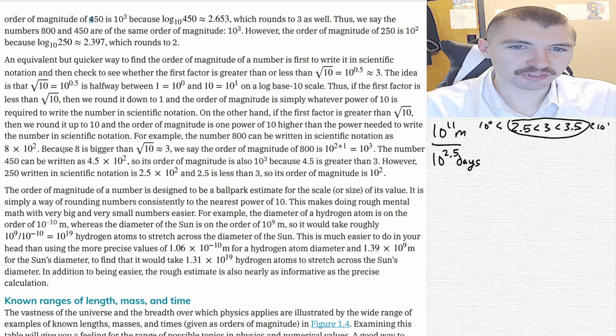Example, number 800 can be written in scientific notation as 8 times 10 to the 2, because 8 is bigger than 3, we say it's 10 to the 3. The number 4, so the order of magnitude is also 10 to the 3, okay? And it's less than 3.